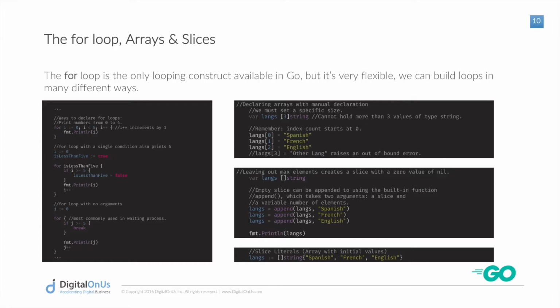If you need to create a dynamic array, we can use a slice, which is a data type that lets us leave out the max element, and also we use the built-in function append, which takes two arguments, a slice and a variable number of elements. Also, we need to assign the result to the original slice in order to get a new slice. Lastly, the last code shows how to create a slice literal, that is an array with initial values.